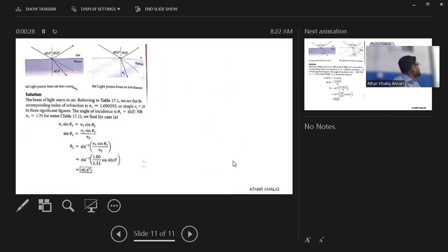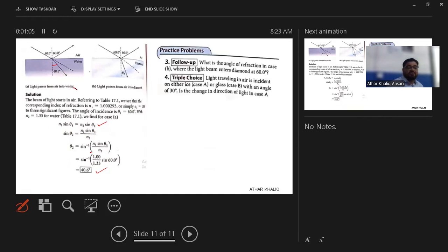If this is 60 and 40.6, what will I do? I just need to know the refractive index of the air, that is 1, and the refractive index of the glass, that is, no, it's not glass, it's water, and n2 is 1.33. So when we are doing this, we simply say n1 sine theta 1 is equal to n2 sine theta 2. I need this theta 2. If they ask us to find this angle, I take n1 sine theta 1 over n2, and then I take sine inverse and I get this answer here.